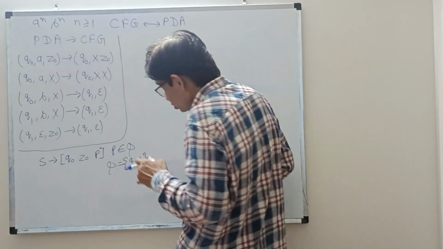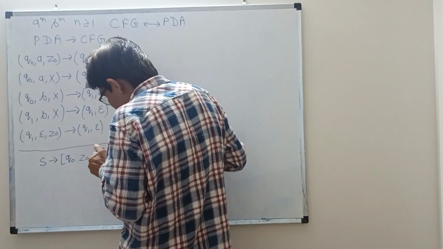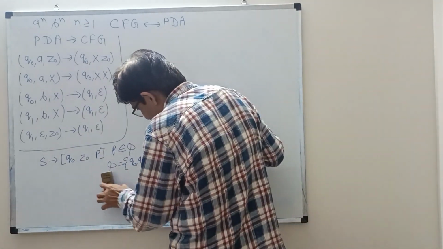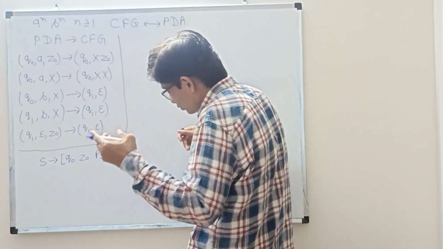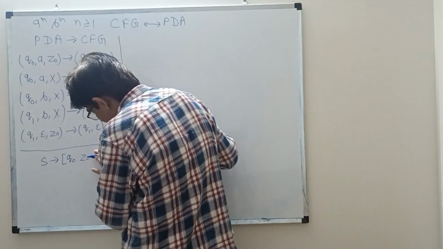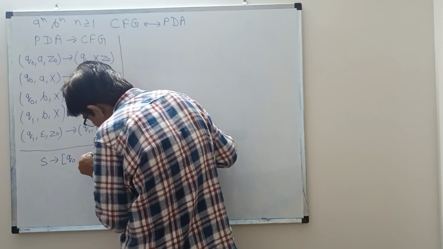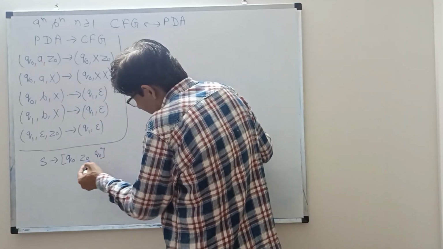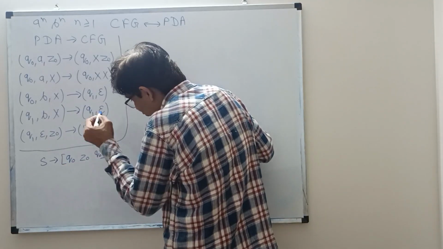The start variable has two productions. Now, what these productions are, I will tell you. These are the productions of the start variable. Here I can mention Q0, once I replace p with Q0, and then it will have one more production.